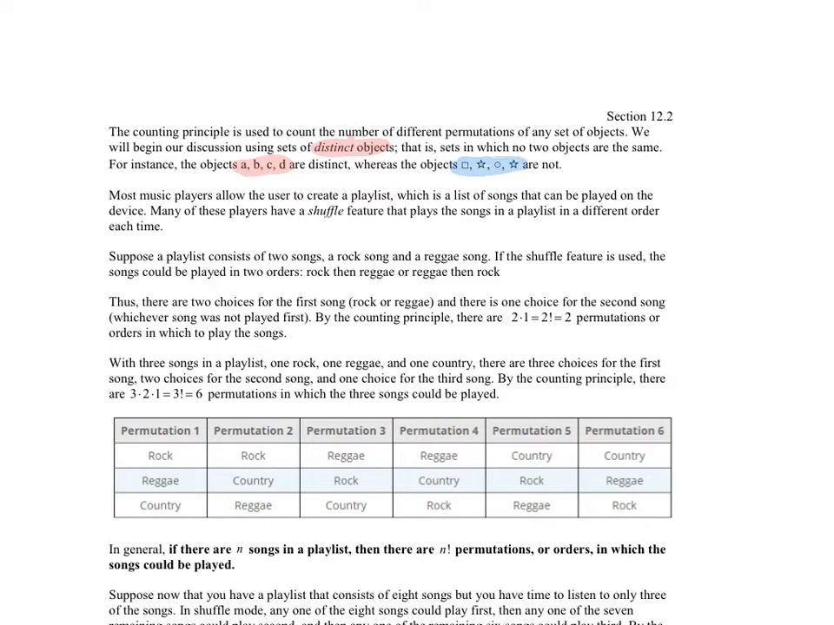But look at these symbols right here. You have a square, a star, a circle, and a star. We can't do permutations of those because there's repetition of objects. So the whole point is, with permutations, there's no repetition. Very, very important for you to see.